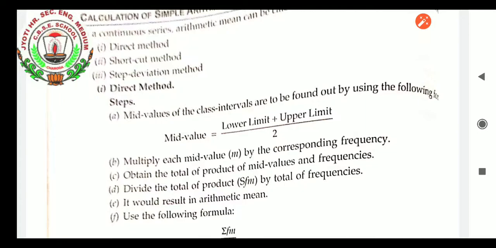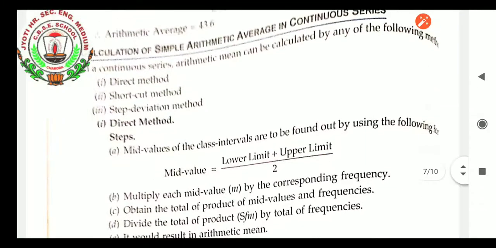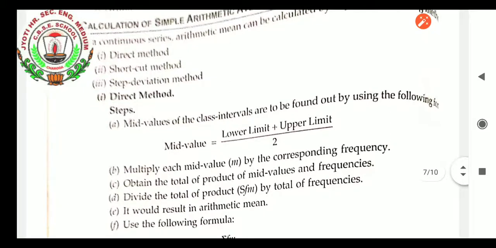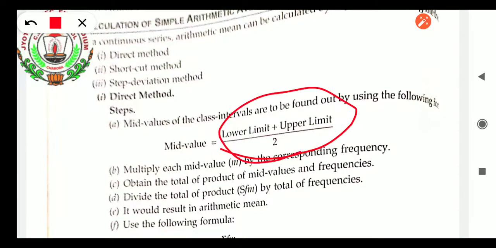In the direct method, what you have to take? First of all, what is a continuous series? The class which is in exclusive and inclusive series form is known as a continuous series. First of all, from the continuous series, we will take the mid values. How to take the mid values I explained in the third chapter. Let us have the calculation once again. Mid value equals lower limit plus upper limit upon 2.